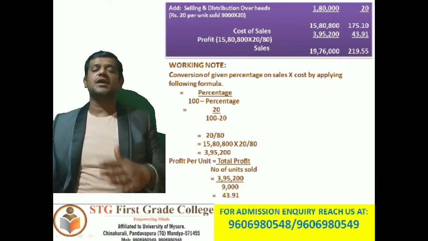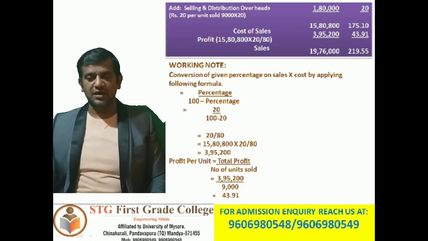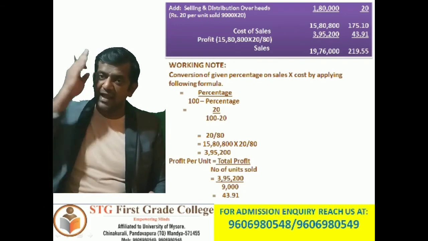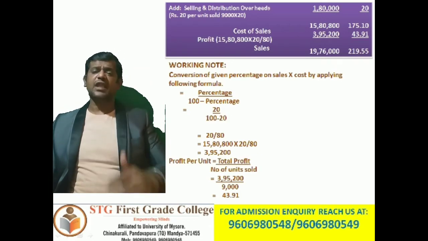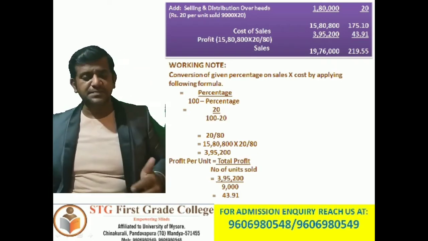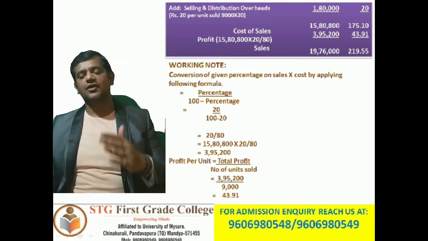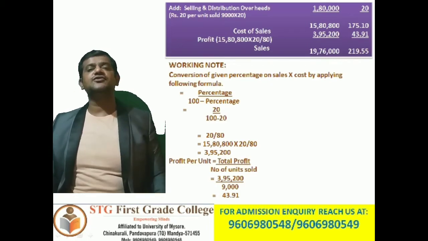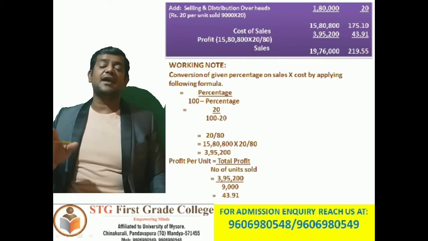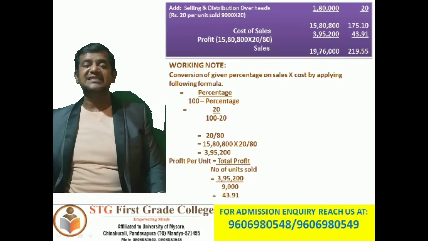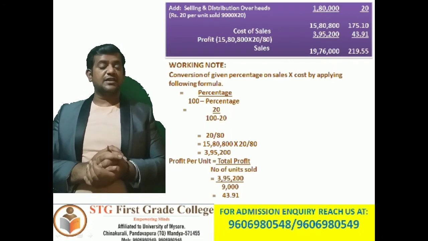When you do that, you get 3,95,200. This 3,95,200 again divided by 9,000 units gives 43.91. When you add the cost of sales 15,80,800 plus profit 3,95,200, we get a sales of 19,76,000. So 19,76,000 divided by 9,000 units is 219.55. Clear? So this is the cost sheet which we have prepared with the given information.